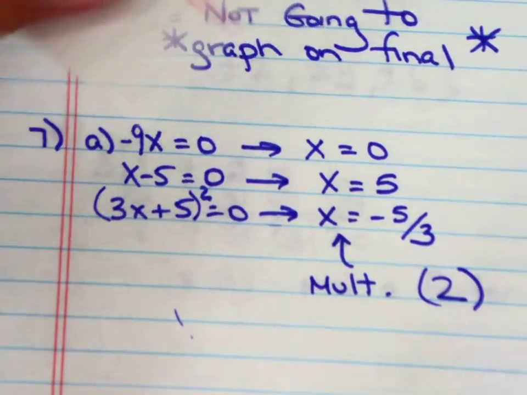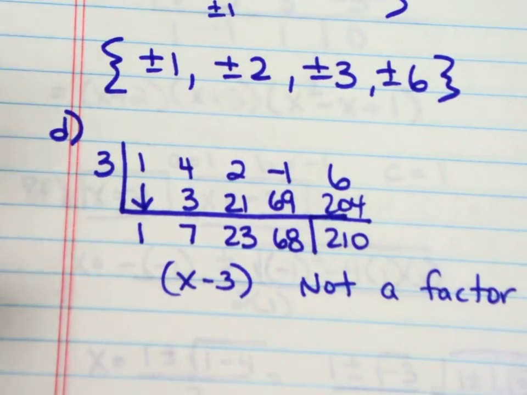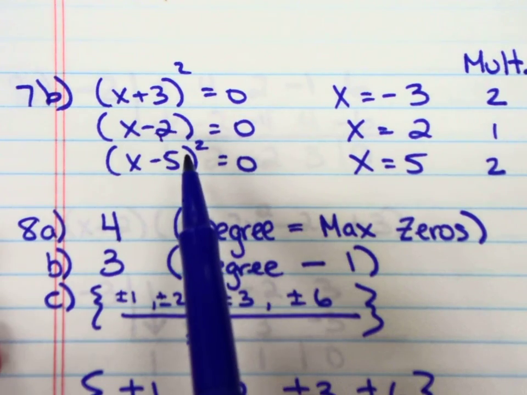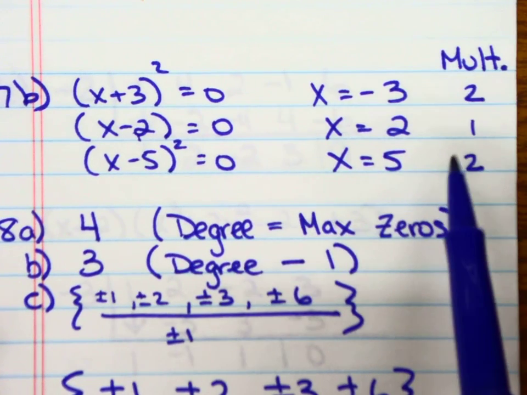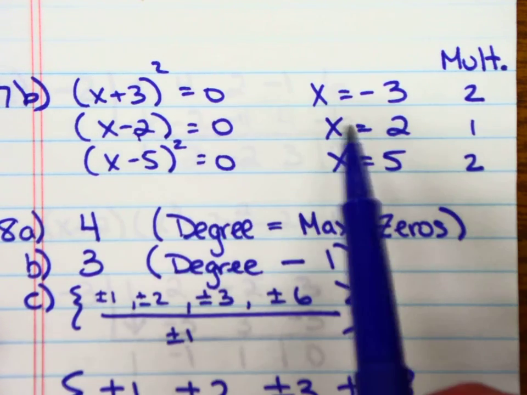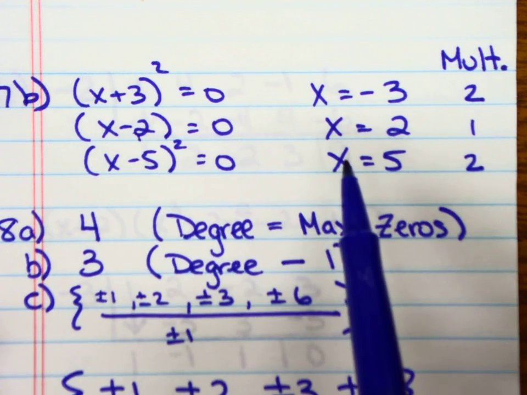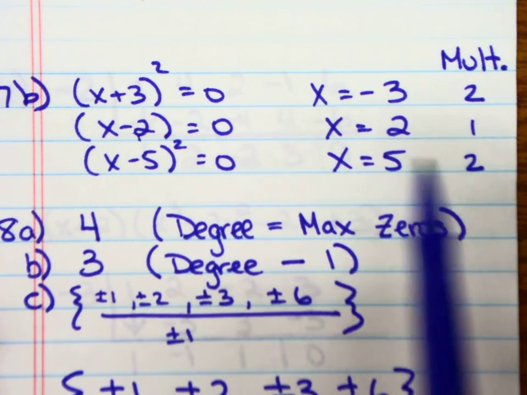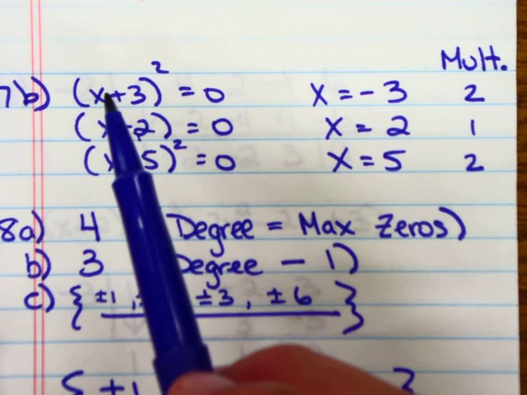And then 7b, 3 factors, x plus 3, x minus 2, x minus 5. 2 of them are squared, so that just means it'll be multiplicity 2 for those zeros. And you have x equals negative 3, x equals positive 2, x equals positive 5. Negative 3 and positive 5 have multiplicity 2. So the graph would touch the x-axis at those values, but not cross.